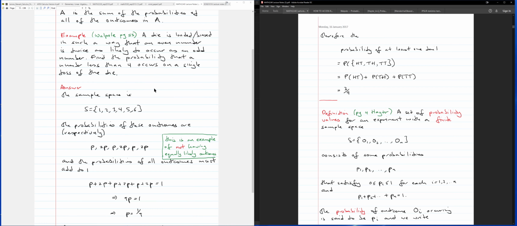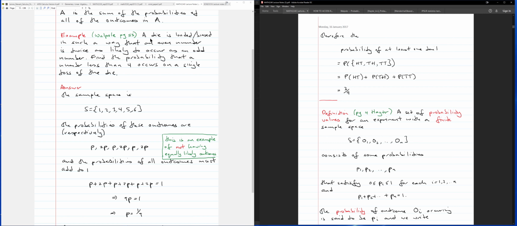Okay, so let's do one more slightly more complicated example here. What we have now is a die that is not fair, so it's biased, and an even number is twice as likely to occur as an odd number. What we want is the probability that we get a number less than 4 when we roll the die once, right?